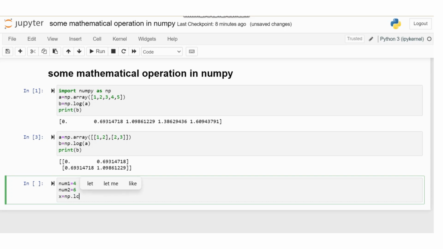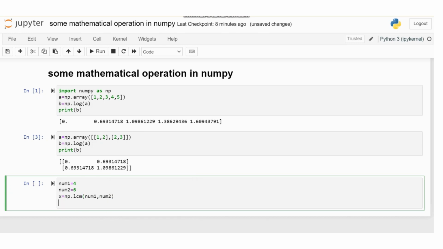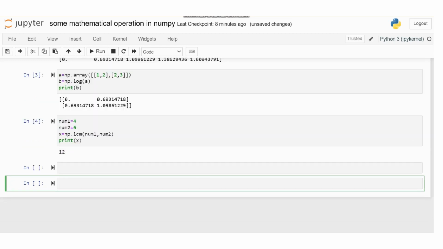The np.lcm method calculates the LCM of two numbers. Print x. The function calculates the LCM of two numbers: 4 times 3 is 12 and 6 times 2 is 12. The lowest common multiple is 12.